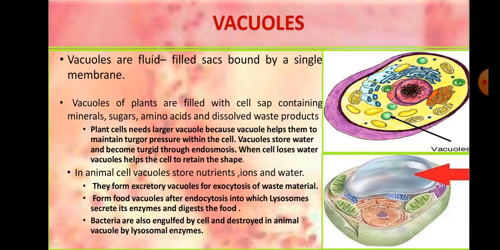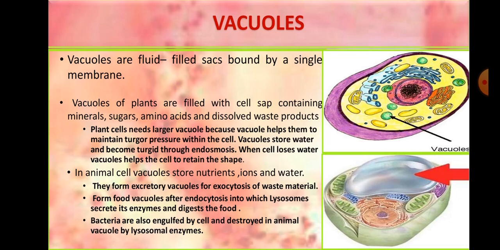Now, vacuoles of plants and animals are different. Vacuoles of plants are filled with cell sap containing minerals, sugars, amino acids, dissolved waste products. Now, plants need larger vacuoles because vacuoles help them in maintaining turgor pressure within the cells. So, when vacuoles store water, they become turgid through the process of endosmosis. And when the cell loses water, the vacuoles actually help the cell to retain its shape in case of plant cells.